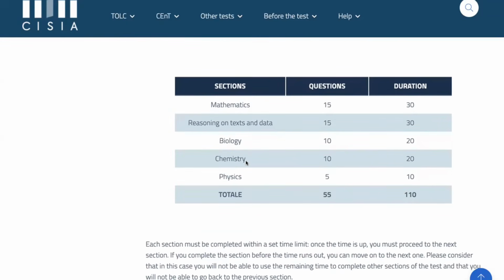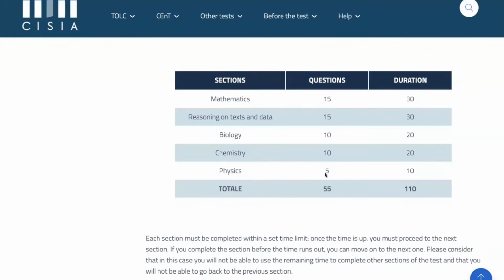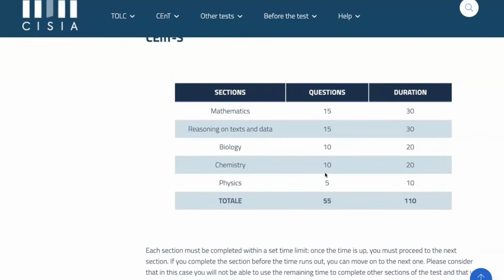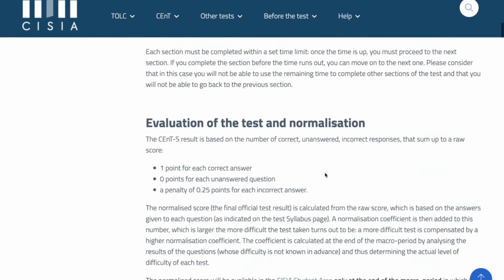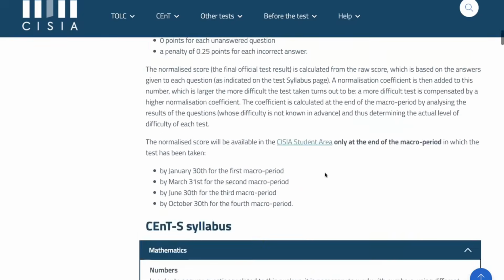Then you have biology and chemistry. It's not for all. And then you have physics, where you have only 5 questions. So if you're preparing for the test, you have to prioritize which section should be in priority. So you should spend more time on those sections. All right, I think we're done.